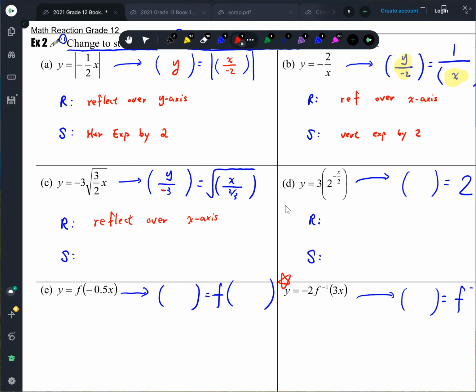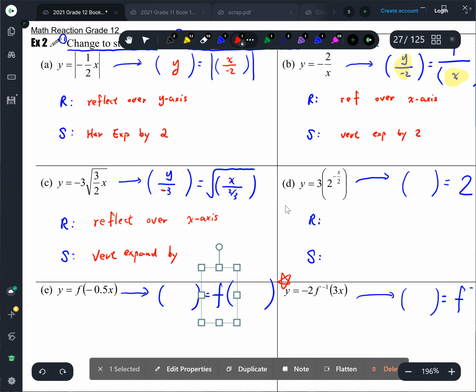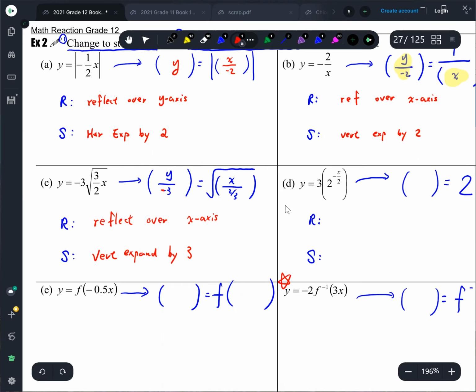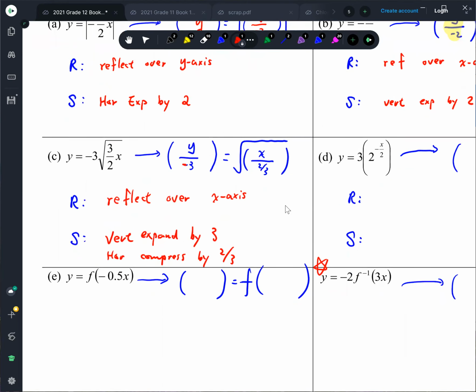Susan, what's the S for question C? Vertically expand by 3, and horizontally compress by 2/3. How do you know it's compressed? Because 2/3 is less than 1. Very good. Horizontally compressed by 2/3. Does anyone have questions about C? Anyone got different answers and want to ask why?